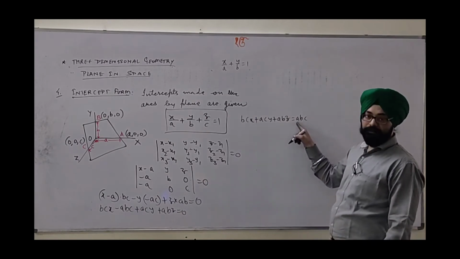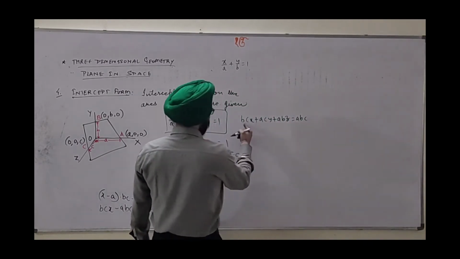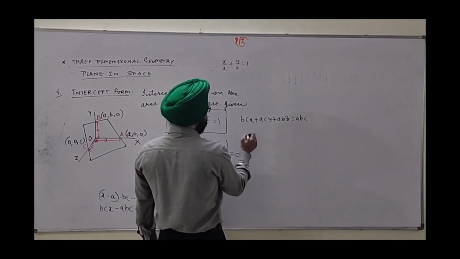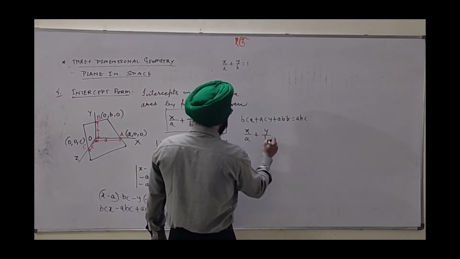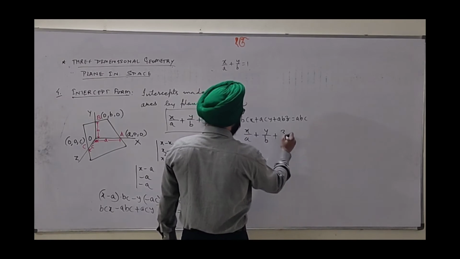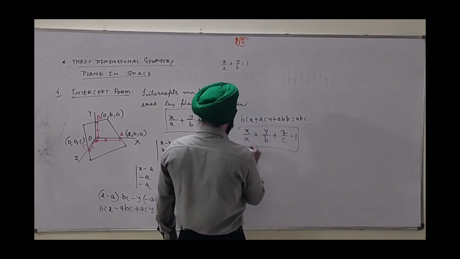Now divide each term by abc. So we get here bc divided by abc makes it x upon a. Here ac will be cancelled out, so y upon b. Here ab to ab cancelled out, z upon c equal to 1. The required form is obtained.